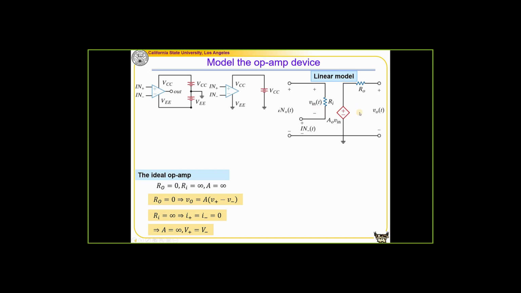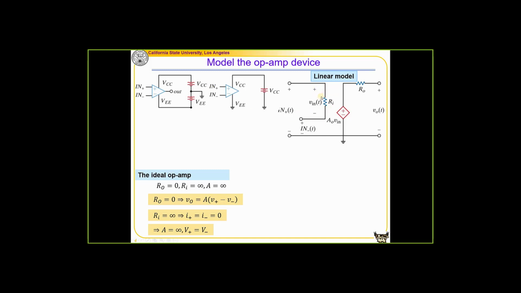This linear model models the amplification by using a dependent source. The source output on this side right over here is a coefficient AO times V in. So we know that the output from here is always AO times the signal difference between V plus and V minus. And of course, for any circuit, it will come with some companion resistance, right?